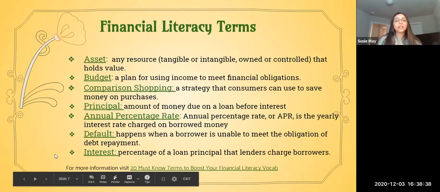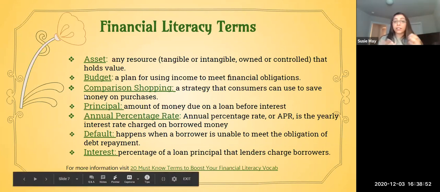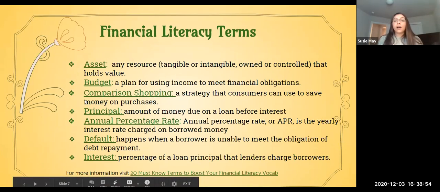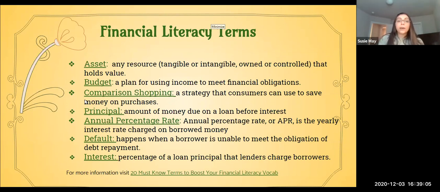All right, guys, so I just chose a few terms that you may or may not have heard of, but these will really be diving into a little bit more over the next few slides. So the first one we have is asset, and that can be any resource, either tangible or intangible, something that you owned or is controlled, something that holds value. So a budget is a plan for using income to meet your financial obligations.